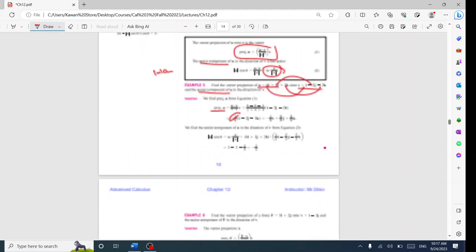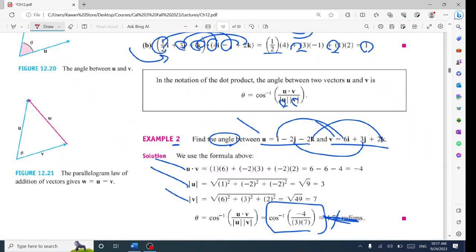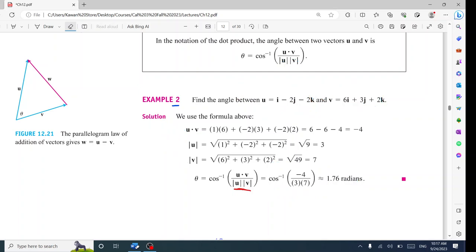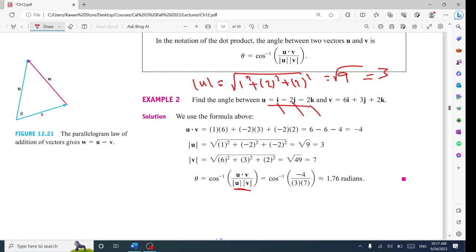Example two. You have u, so find the length of u. It equals the square root of 1, 2 squared, 2 squared. So we get 9, and the square root is 3. Clear? So the length of u equals 3. How about the length of v? By the same rule, you will get 7. Now multiply them. Easy. Two numbers multiplied equal 21. You got it? Good. Question.